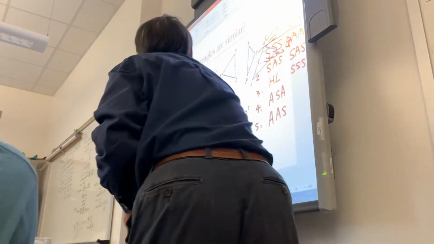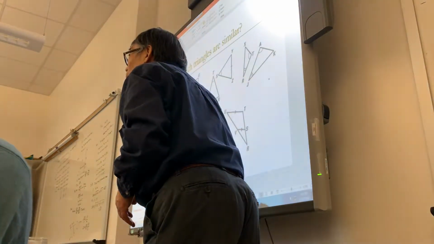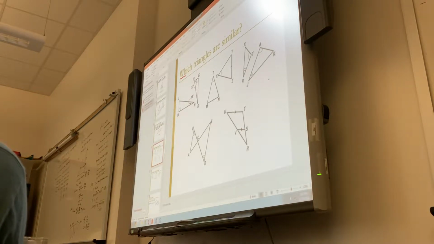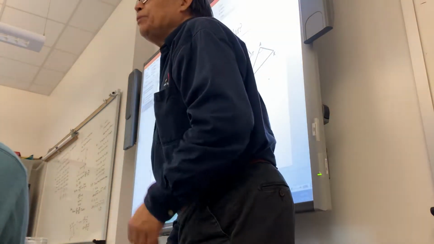Which triangles are similar? We have 5 pairs. First pair, are they similar or not similar? If they are similar, why are they similar? Who is a volunteer to tell me, please? First pair, similar or not similar? Come on. They are similar. Why are they similar?